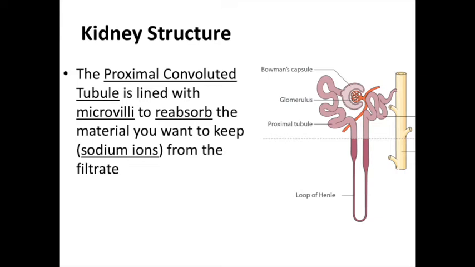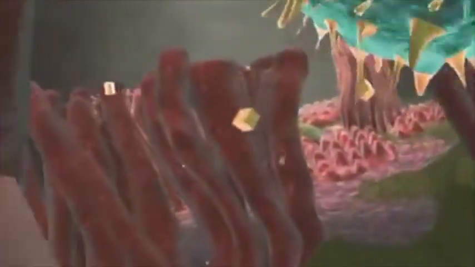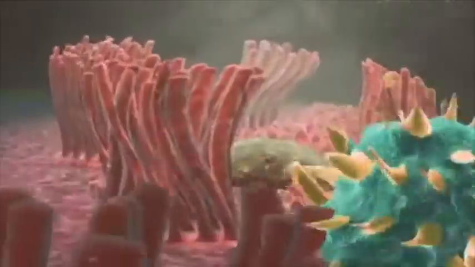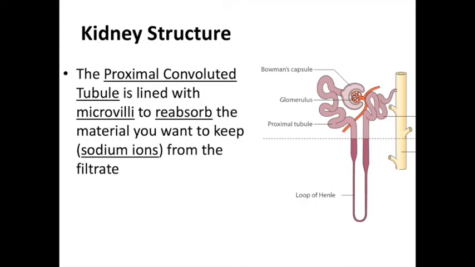Proximal means closer to the capsule. Convoluted just means unnecessarily complicated. If you look at the picture, it's all squiggly. It is actually lined with a whole bunch of things called microvilli, which, for now, think of them as tiny little straws that absorb things. And each microvilli, which we'll talk about more again in the digestive section, is dedicated to a certain chemical. So as a little straw, it will suck up just the chemical it's designed for.